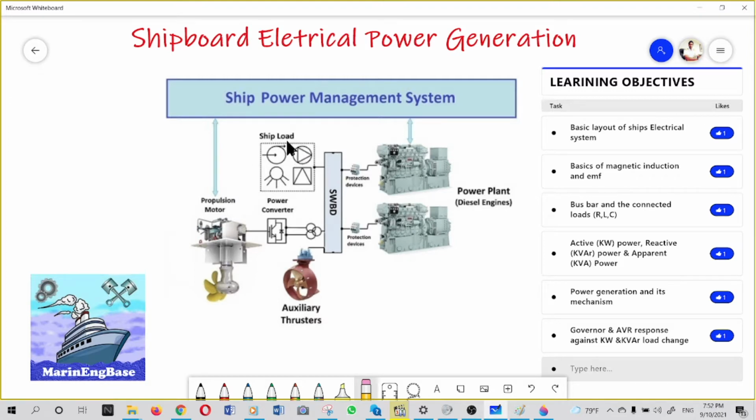All the electrical loads such as pumps, motors and lightings take their load power from the main switchboard. In modern days, for propulsion purposes we use the power generated by the generators, and auxiliary thrusters are also supplied with electrical power.